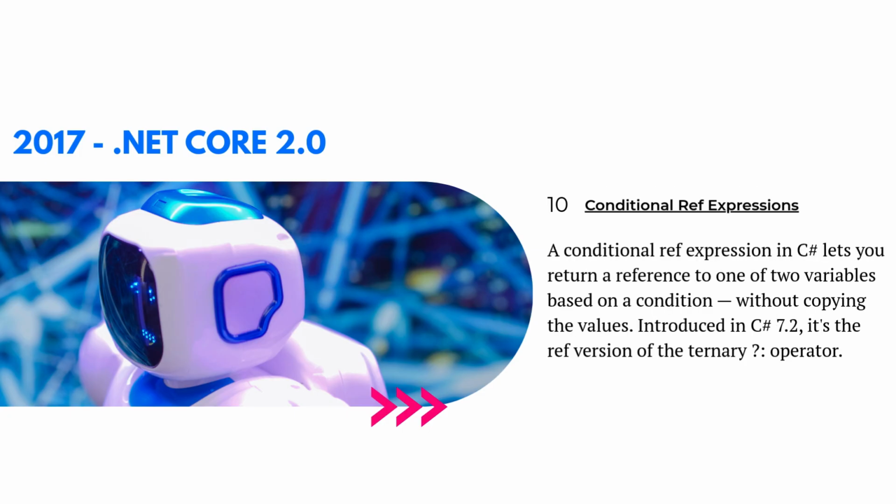A conditional ref expression in C# lets you return a reference to one of two variables based on a condition, without copying the values. Introduced in C# 7.2, it's the ref version of the ternary operator.